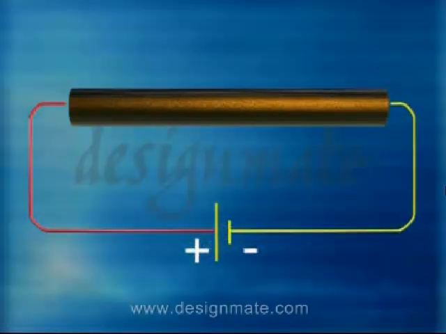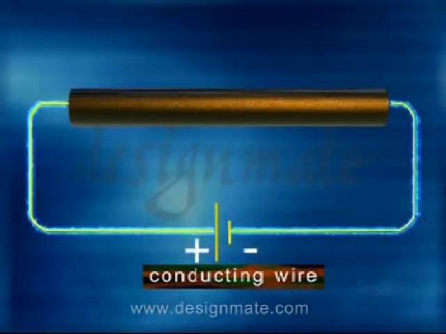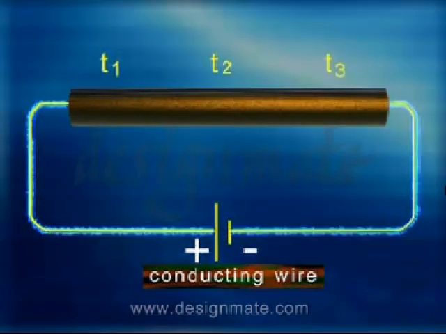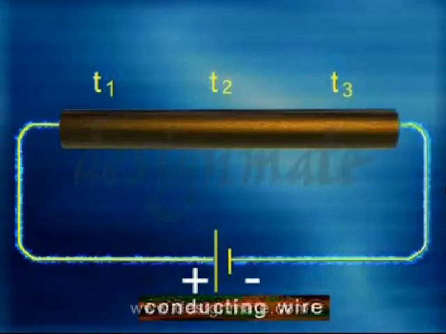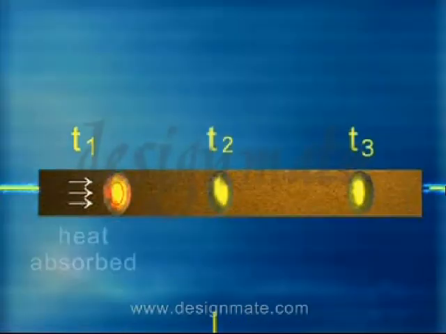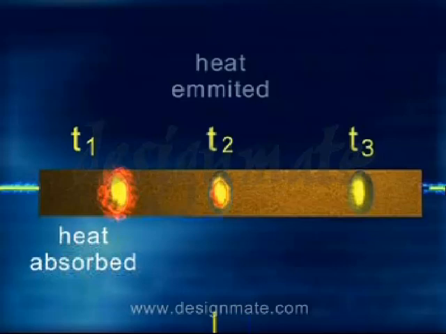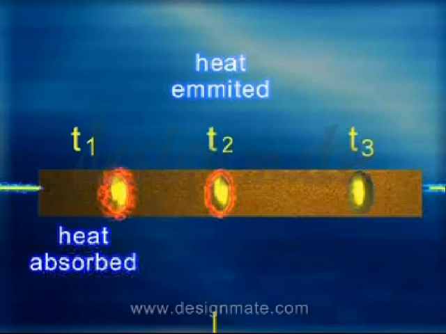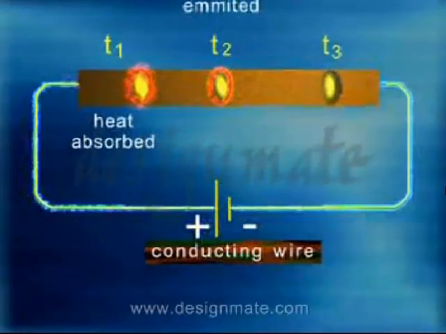When an electric current is passed through a conducting wire, by keeping its different points at different temperatures, then, as a result of unequal temperatures on the wire, either heat is absorbed or heat is emitted at each point. Heat produced or heat absorbed is known as Thomson heat. This phenomenon is known as the Thomson effect.